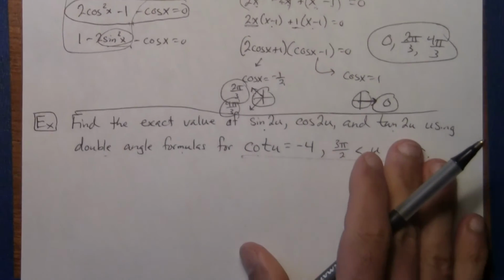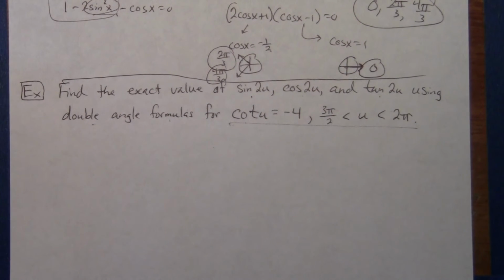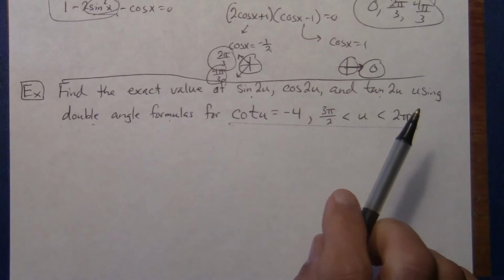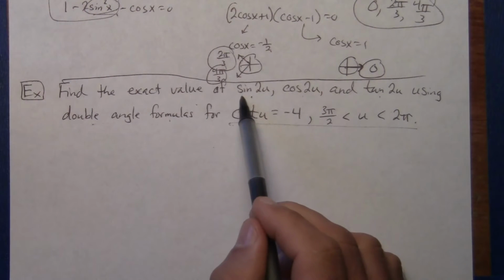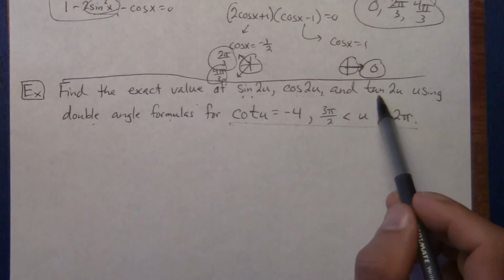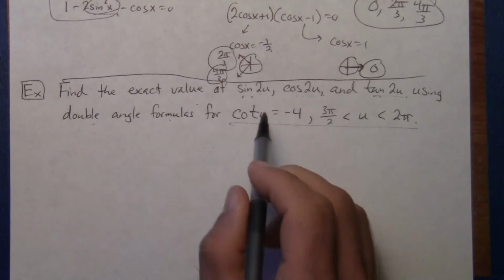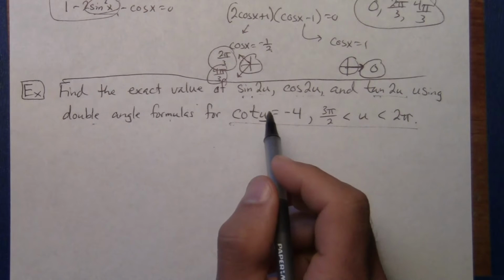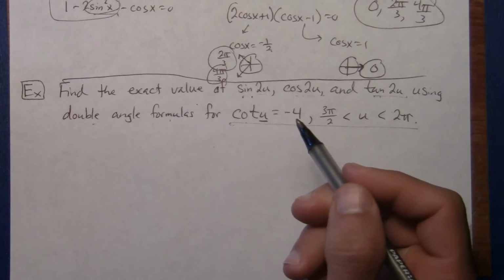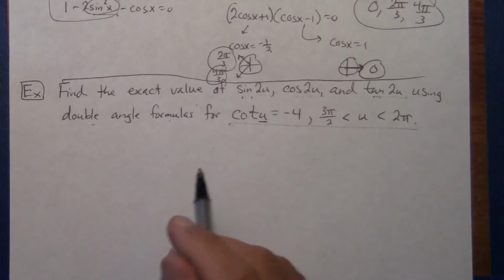Alright, the other problem I'll do for you today is going to look similar to the problems that you get in the 20s, the mid-20s, where they're asking me to find the exact value of the sine of 2u, cosine 2u, tangent 2u. Well, notice what they gave me. They didn't give me cotangent of 2u. They gave me cotangent of u, which means I need to use the identity.